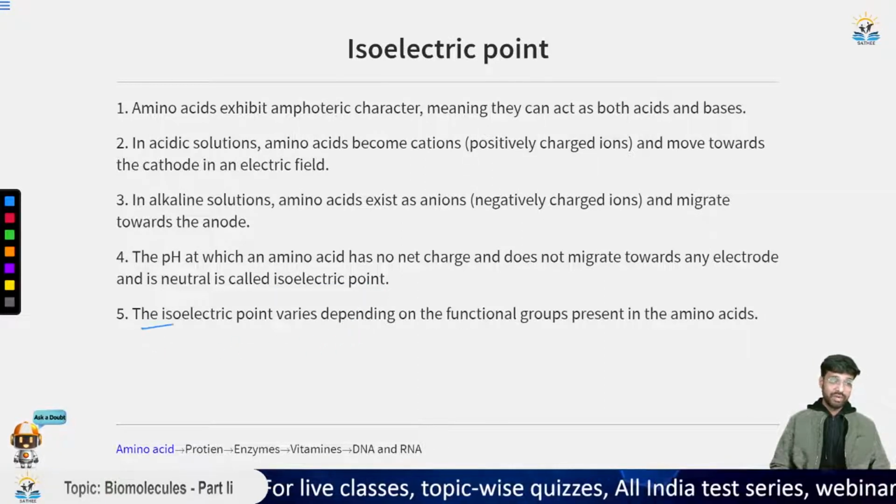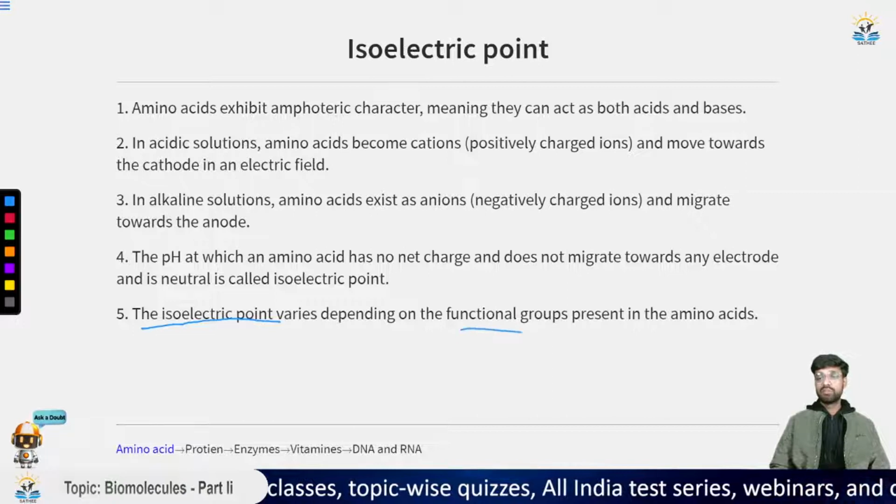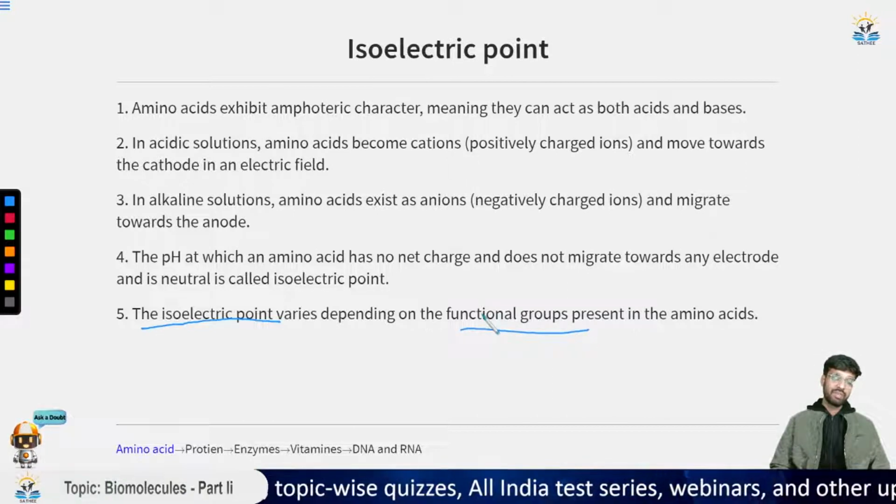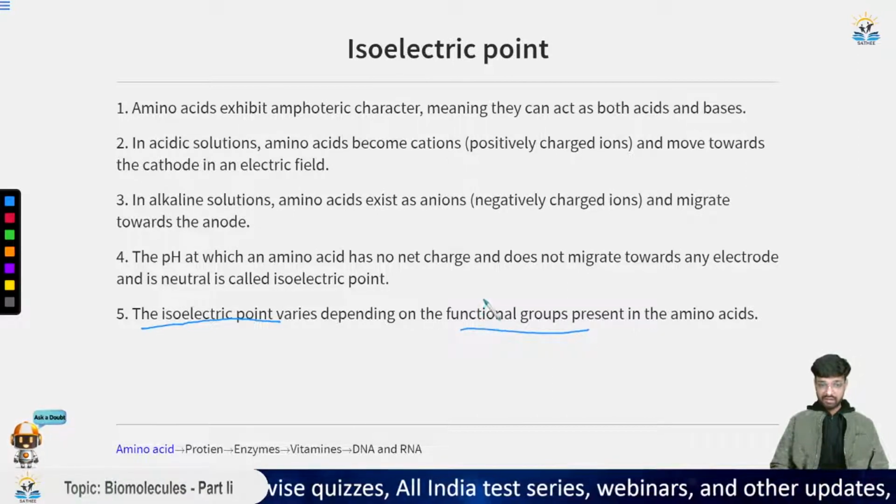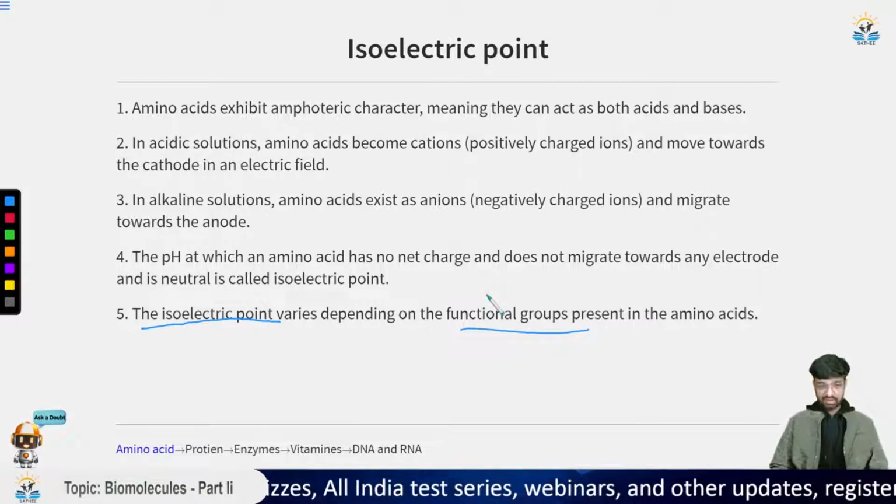Now, the isoelectric point depends upon the functional groups present in the amino acid. In an amino acid, it is not only the carboxylic acid and amine that are present. There can also be sulfur and other groups.